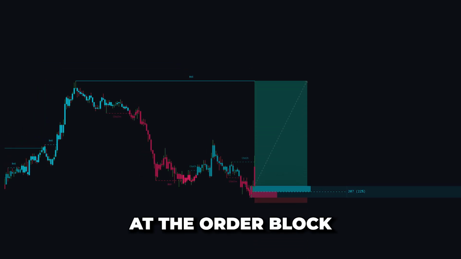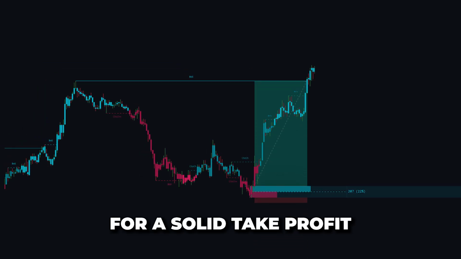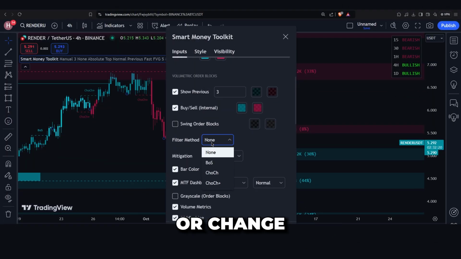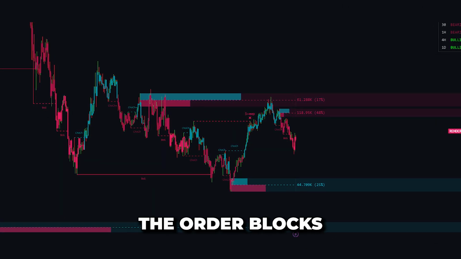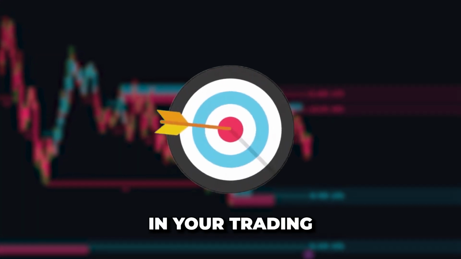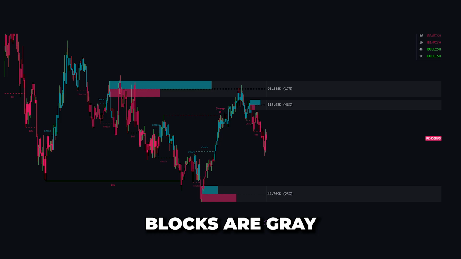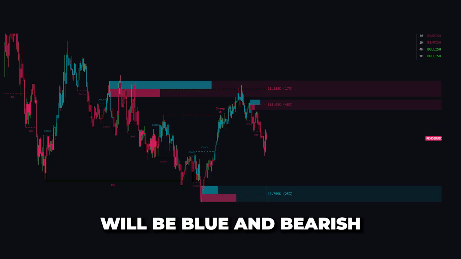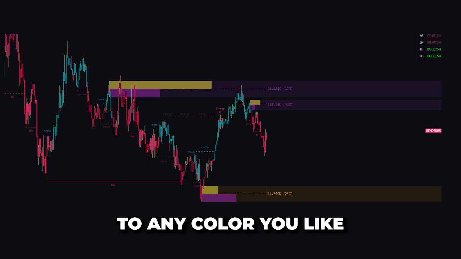Set your entry at the order block and then target recent highs for a solid take profit. You can also filter order blocks with break of structure or change of character. This makes sure the order blocks shown have strong confirmations, giving you even more accuracy in your trading. By default, all order blocks are gray, but you can quickly turn it off, and bullish order blocks will be blue and bearish order blocks red, but you can change it to any color you like.